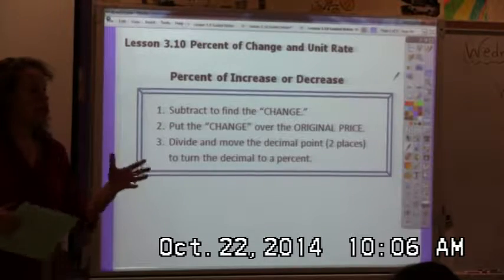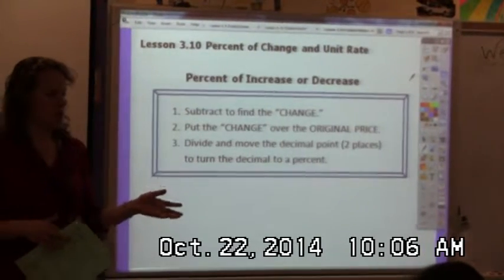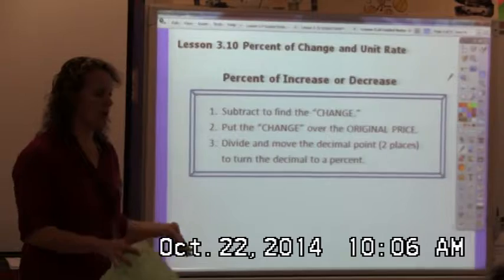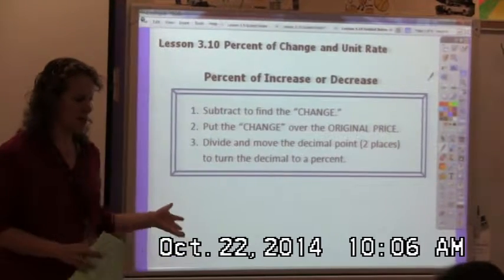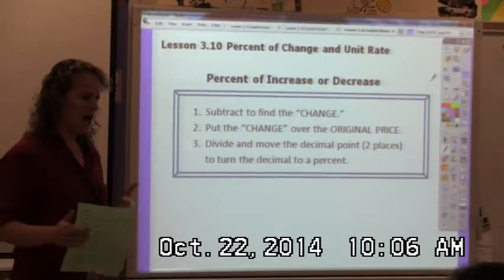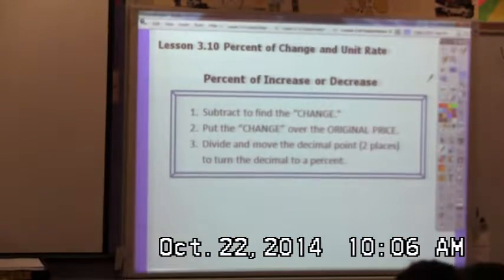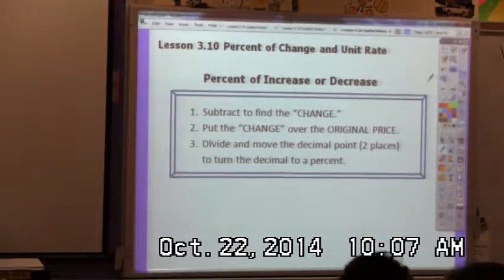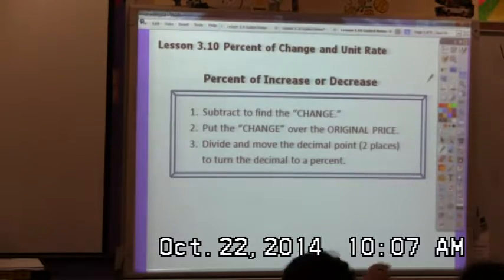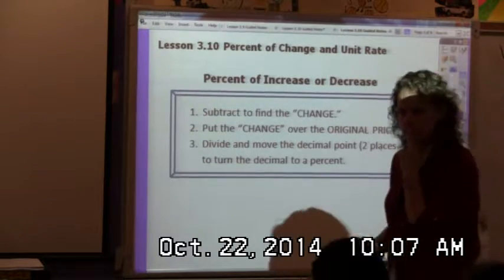Talking about changes. Prices going up, prices going down. Quantities going up, quantities going down. And we're going to talk about how that relates to what the original price was. For example, is $1 a big price increase?